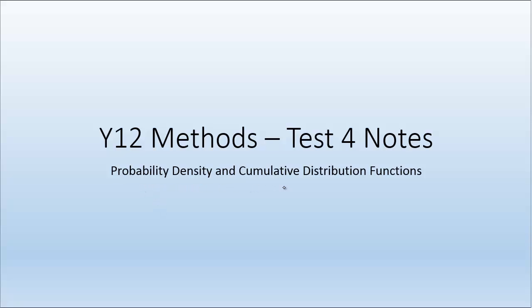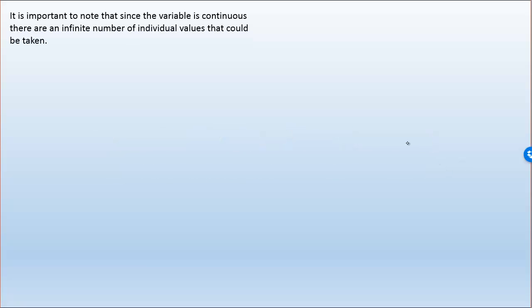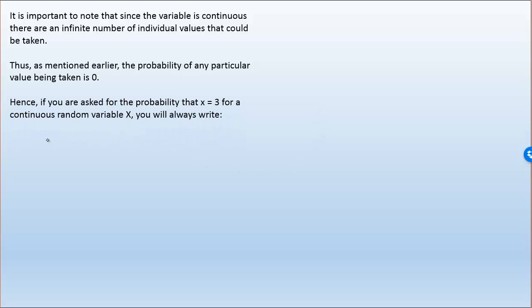Probability density and cumulative distribution functions. It is important to note that since the variable is continuous, there are an infinite number of individual values that could be taken. I've spoken about this in an earlier video. Thus, as mentioned earlier, the probability of any individual value being taken is 0. Hence, if you are asked for the probability that x equals 3 for a continuous random variable x, you will always write that the probability that x is 3 is 0.